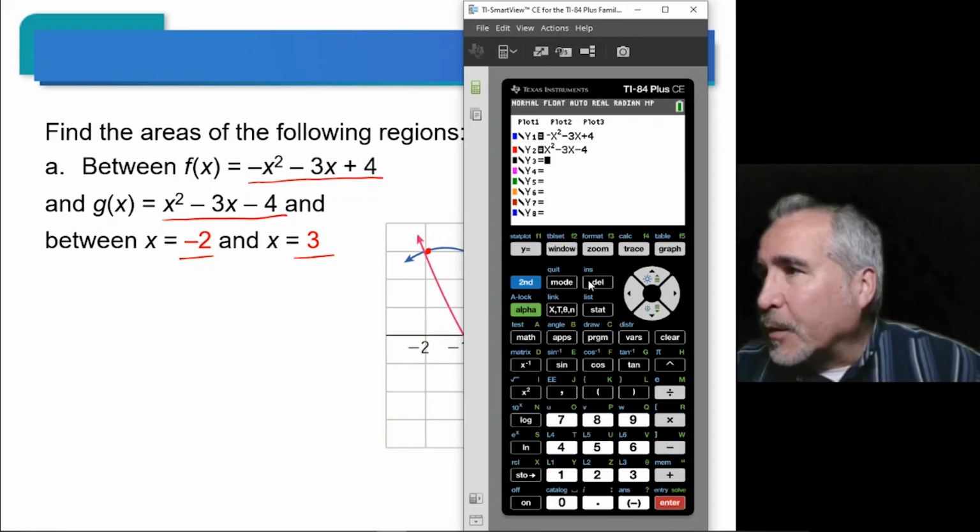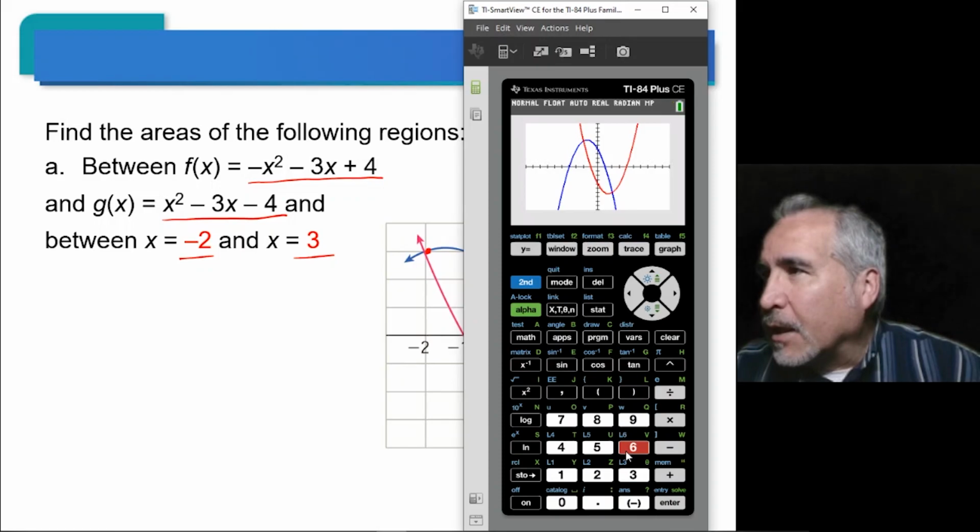Then we're going to go to the graph. I'm going to do a zoom standard, and it gives us a pretty good view. Sometimes that's something we need to do. One of the things we want to do is verify these two intersection points. We see that the first one we graphed, f of x, which is blue, is above the g of x function for most of the way, but then they switch once we get past this intersection. It looks like it's going to be at 2, and we're going to 3.